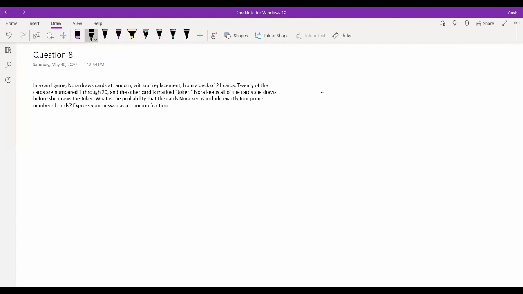Let's try to simplify this problem a bit, because stopping whenever we get the joker is pretty complicated. So why don't we just consider that Nora draws all 21 cards. This will obviously be a permutation of the 21 cards. There are 21 factorial permutations. But we can also see something special, because each of those permutations corresponds to one possible outcome that Nora can get until she stops at a joker.